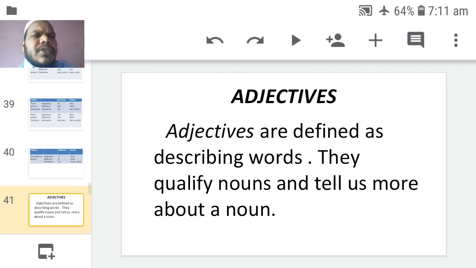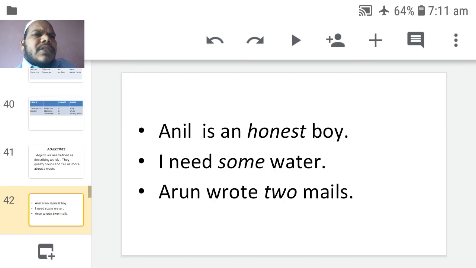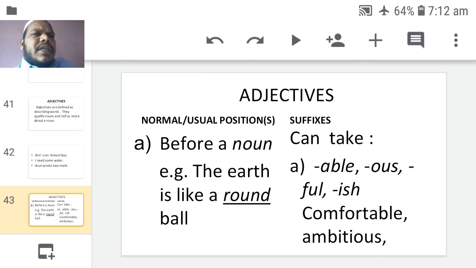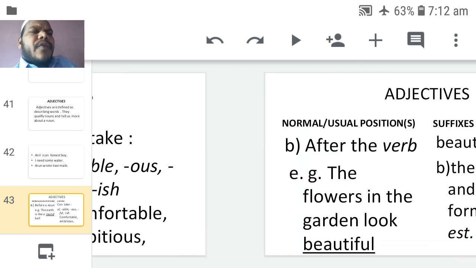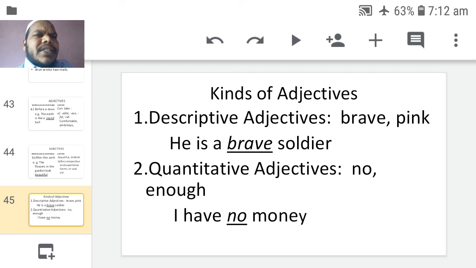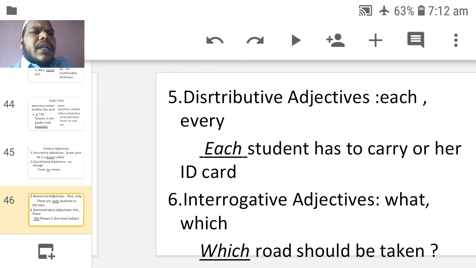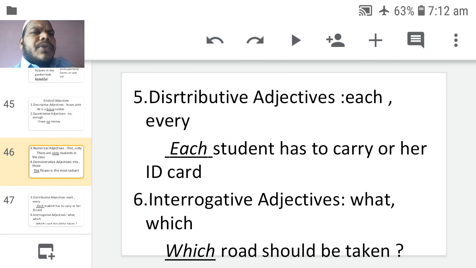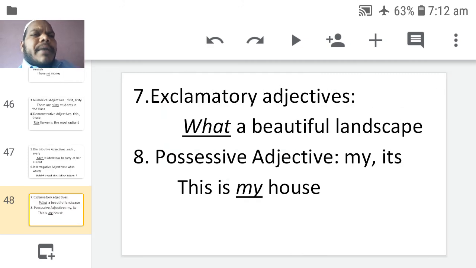And we have seen adjectives as describing words which qualify nouns. And we have seen examples of adjectives. We have seen the position of the adjective before a noun and after a verb, and the suffixes such as able, ous, ful, ish, er, est. And we have seen the different kinds of adjective: brave soldier, brave, descriptive; no, quantitative; sixty, numerical; these, demonstrative; each, distributive; which, interrogative; and what and my as exclamatory and possessive adjectives respectively.